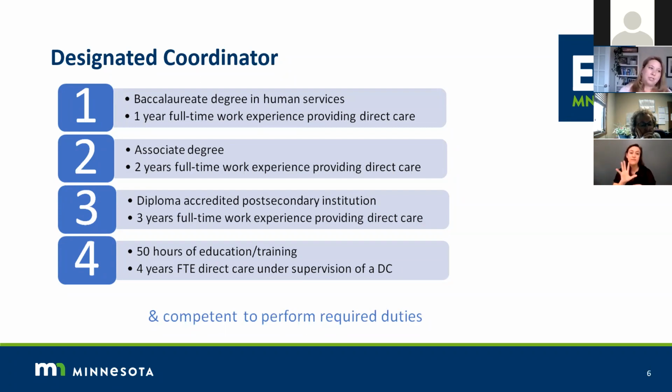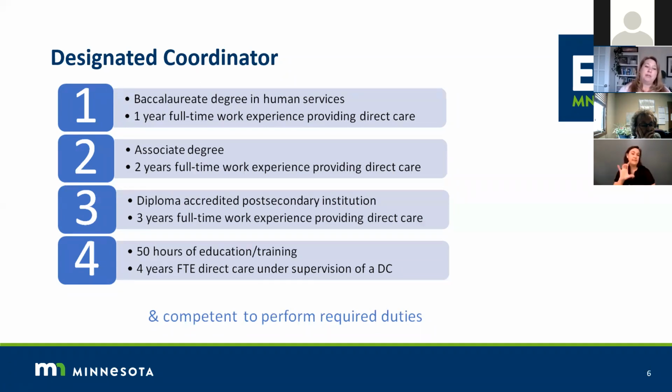Then the third option is some people hold a diploma from an accredited post-secondary institution, and that kind of was the tech school. Some of them had a human services technician certificate or diploma that were being issued. This goes back a number of years, but some people hold that, and having that certificate or diploma, as well as 3 years of full-time work experience would help them qualify as a DC.